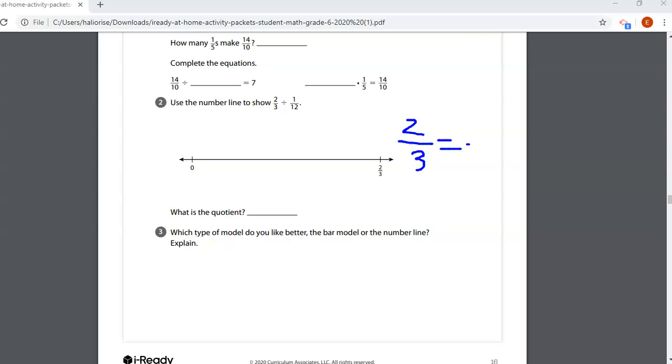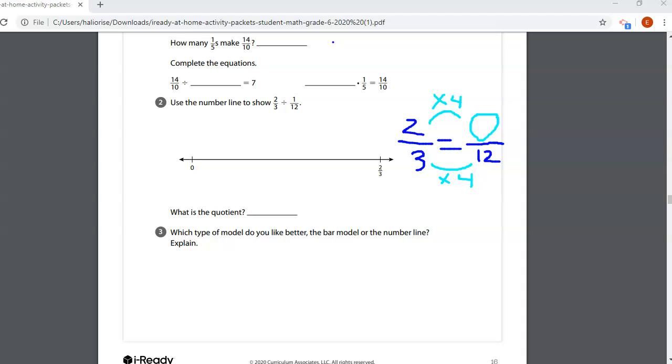we're going back to the ratio side, and we need to figure out what this is. How do we get from 3 to 12, right? So we're going to multiply by 4. What you do to the bottom, you do to the top. You'll figure that out, and then you'll get how many 1/12 are in whatever this is by knowing what the numerator is. And what is the quotient? It's just asking you what is 2/3 divided by 1/12.